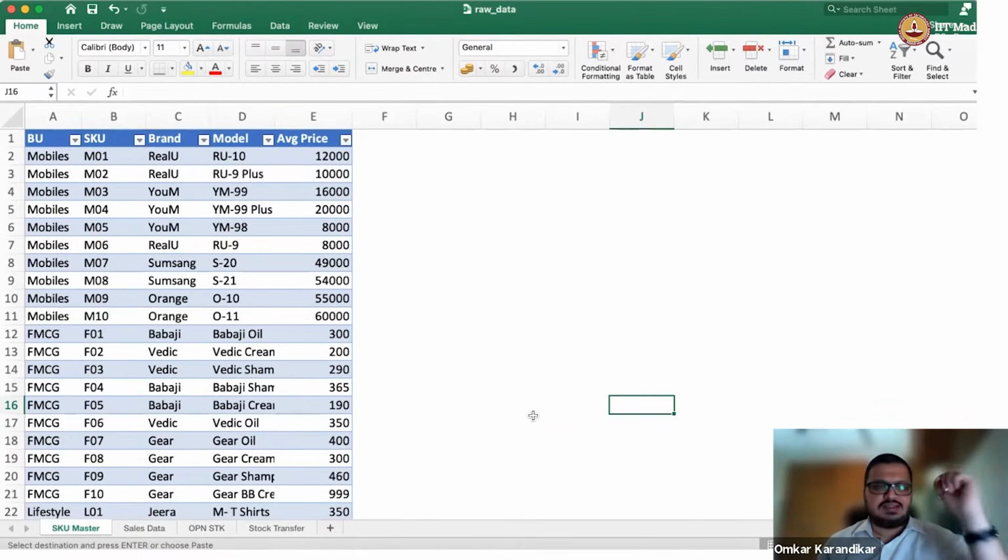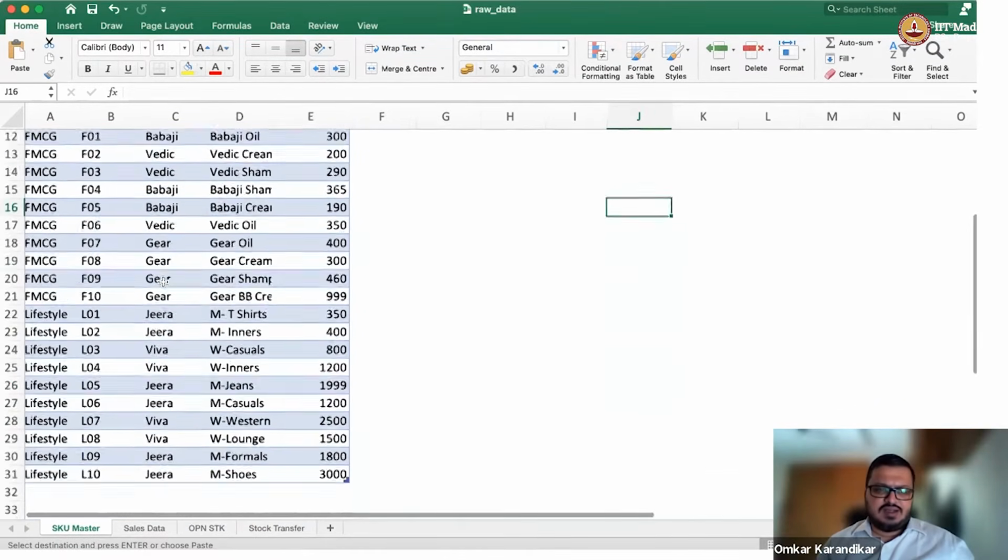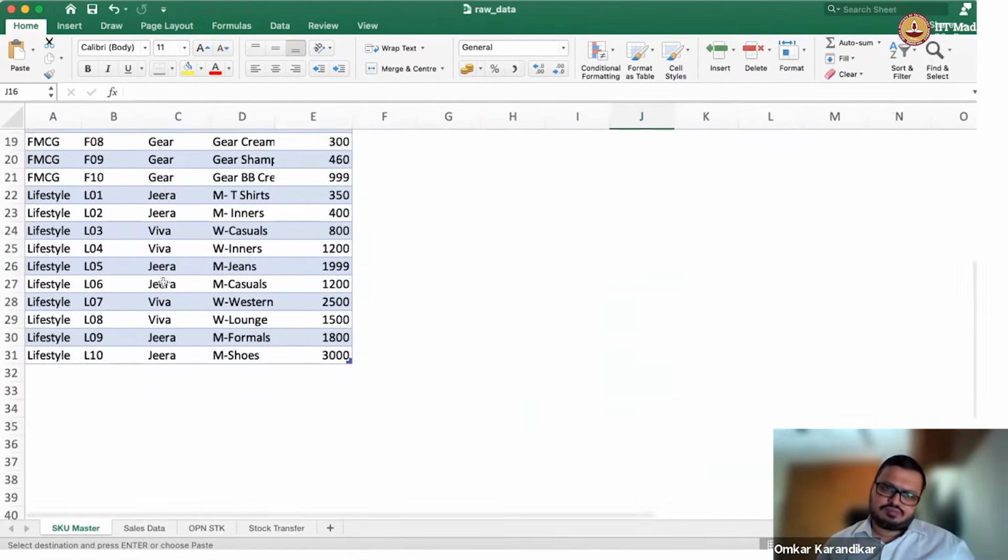So the first piece is the SKU master that we have. We talked about these business lines, right? Mobiles, FMCG, lifestyle. We talked about the brands also in the presentation. So here is a detailed set of descriptions for all these brands. We have 10 SKUs from mobiles, 10 SKUs from FMCG, and 10 SKUs from lifestyle as well, right? So these are the set of 30 SKUs we will talk about.